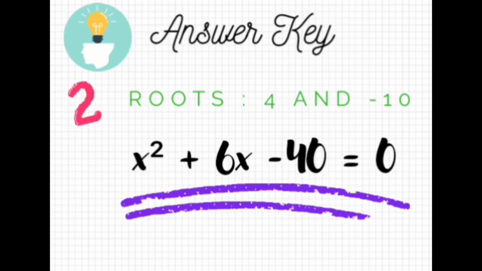For let's practice number 2, the answer is x squared plus 6x minus 40 equals 0.